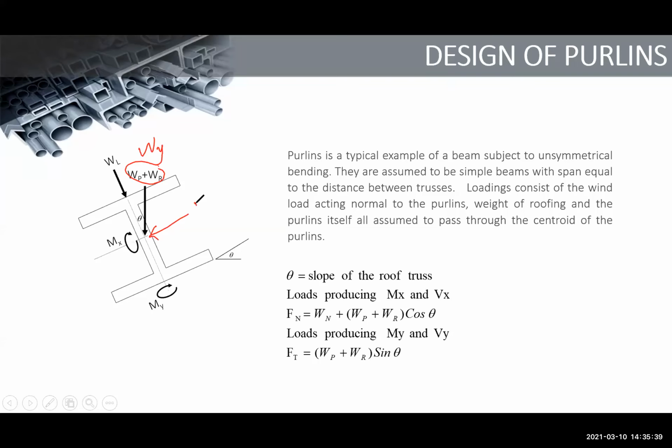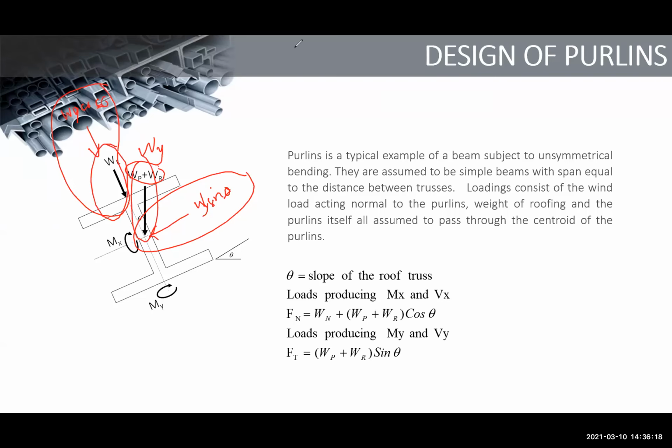Kunyari W, gawin natin tong WY. So, ito naman, magiging itong W sin theta, di ba? WY sin theta. Tapos meron din yung X component. WY cosine theta. Now, if you notice, this purlin is subjected to both the normal load and a tangential load. So, nagpo-fall siya sa category ng biaxial bending. So, ang analysis po ng purlins is kailangan nating i-satisfy yung conditions na explain ko earlier. So, kasi subjected siya sa wind load and vertical loads.